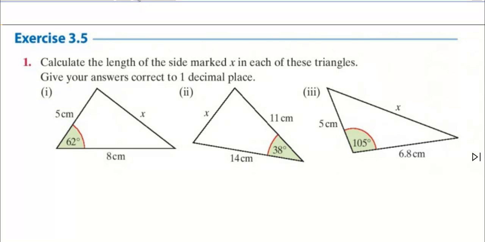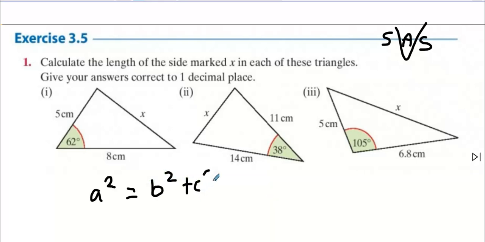Cosine rule. The reason we're doing the cosine rule is the sine rule wouldn't work for us. Another indication of the cosine rule is the following. If you're given a side and the angle in between and another side, it's an indication you're doing the cosine rule. Okay, so once again, the cosine rule is a squared equals b squared plus c squared minus 2bc cos A.